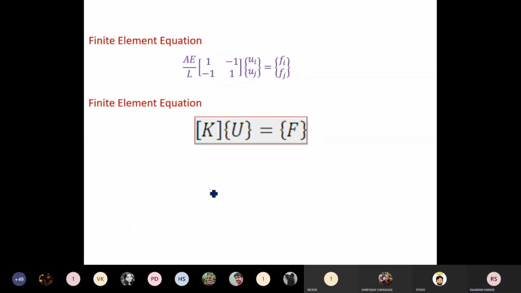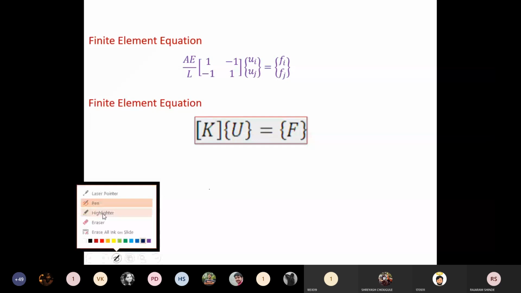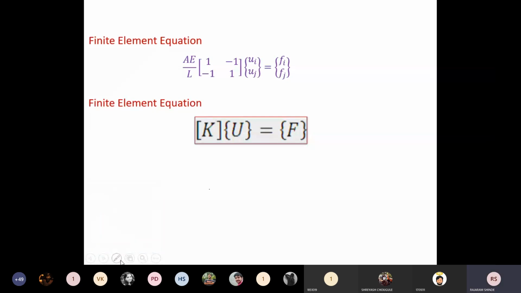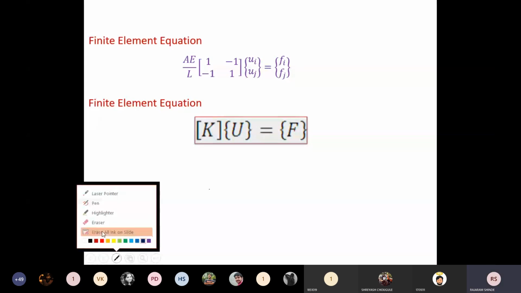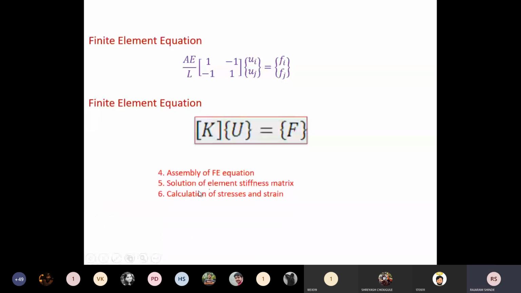Now, next one. What is the next step after getting the elemental stiffness matrix and load vectors? The next step is assembly of the finite element equations, solution of the elemental stiffness matrix, and then calculation of the stresses and strains. Here we have taken only one element. Therefore, I could not show the assembly process. Now, next, I will show you the assembly process.